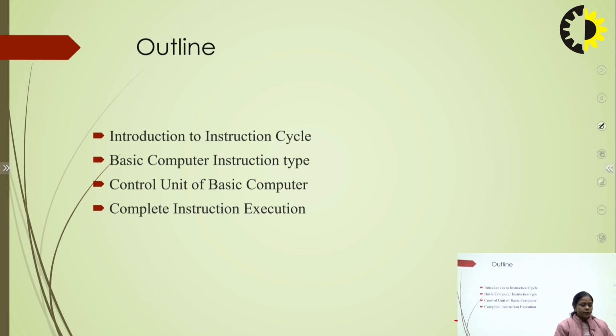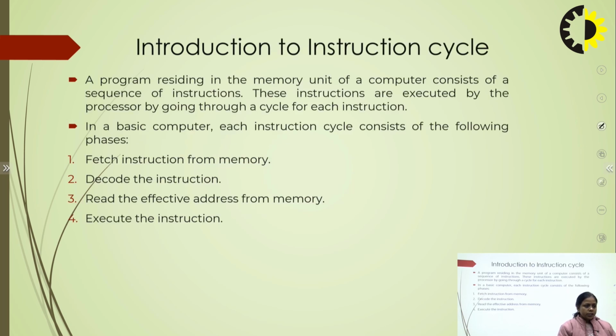Firstly, we should understand the introduction. What is the meaning of instruction cycle? A program residing in the memory unit of the computer consists of a sequence of instructions. These instructions are executed by the processor by going through a cycle for each instruction, and this cycle is known as an instruction cycle. When we write a program, it is stored in the memory unit.